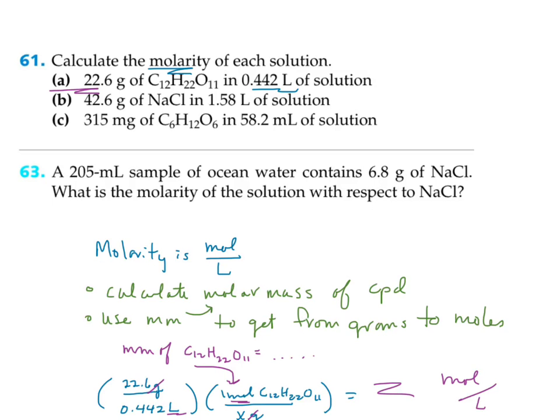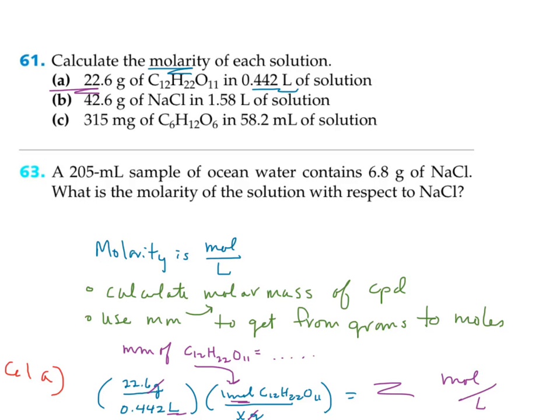So I went ahead and outlined A for you. A gives you 22.6 grams of C12H22O11, and it gives you a volume of 0.442 liters. So what I would do, I showed you down here at the bottom. This is A. For 61A, what I would do is go ahead and divide that grams by that volume.